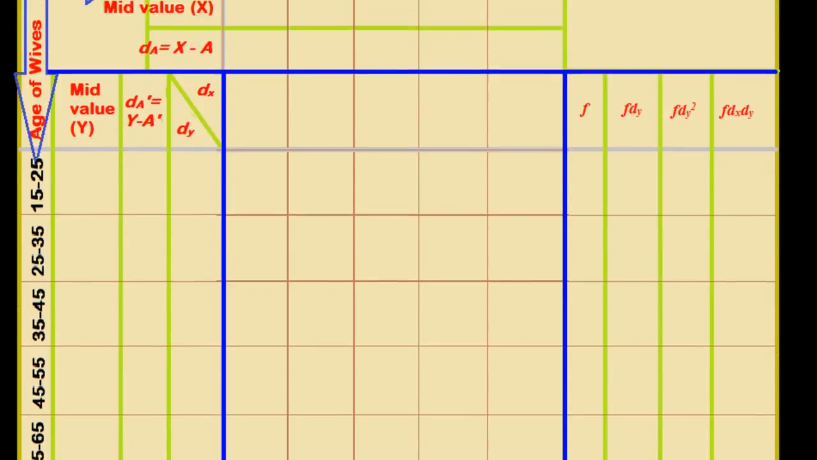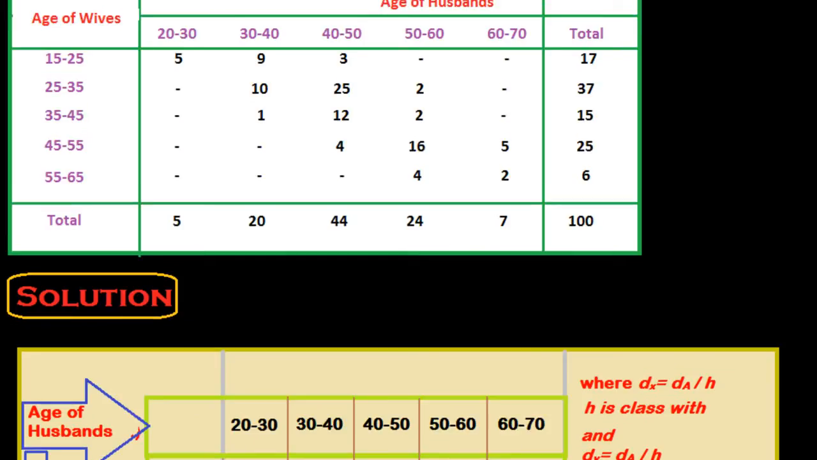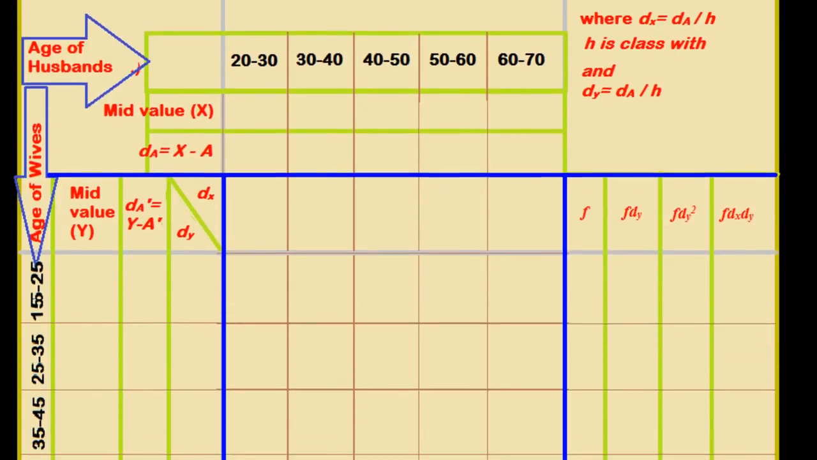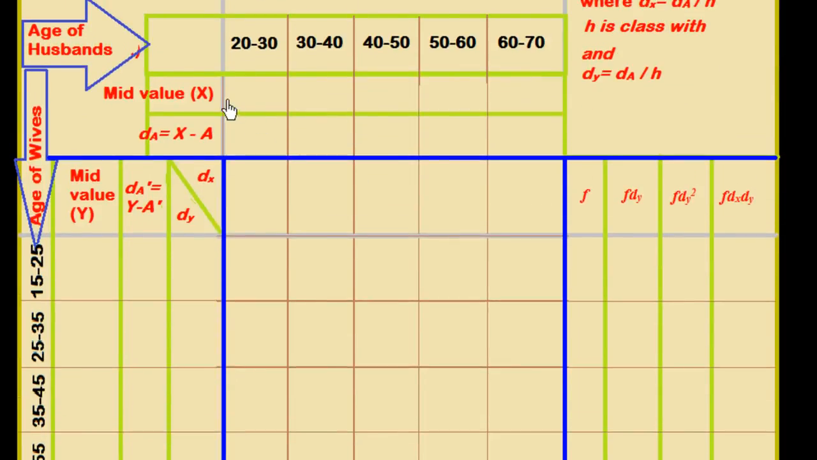Now what about the frequency? The frequency is also given to us, so we will write the frequency. I will explain that later. First I would like to explain what we have to write in each small square box. First of all, I would like to explain the second row.